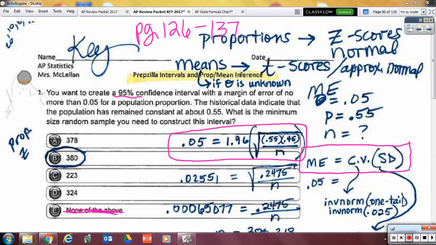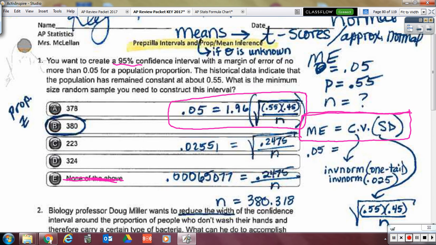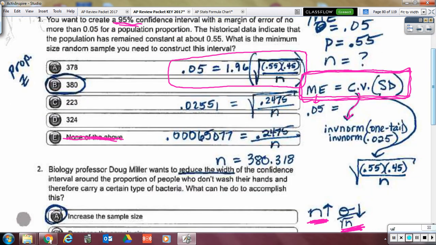All right, so this first problem, you were supposed to solve for n. In order to do that, you had to do this: margin of error equals the critical value times the standard deviation. And they told you in this problem that they wanted a margin of error of 0.05. This critical value was a z-score, or z-star. Z-star comes from the inverse norm of one tail, and that one tail is based on you being 95% confident. And then this standard deviation follows the standard deviation formula, and they told you that the p is 0.55. So I filled all of that in.